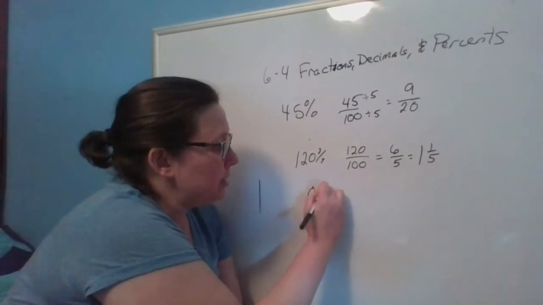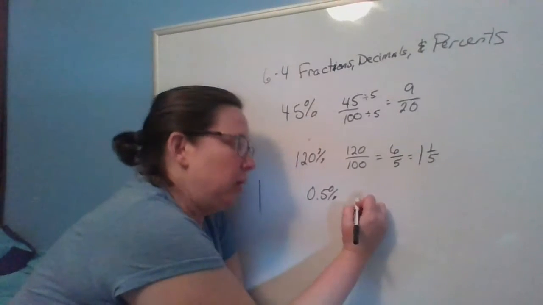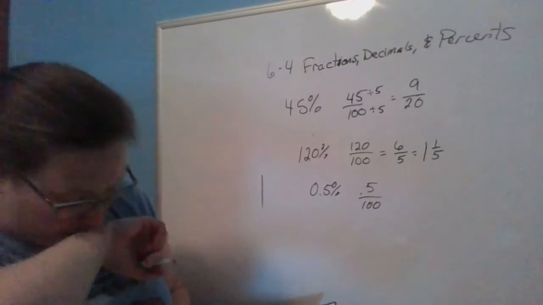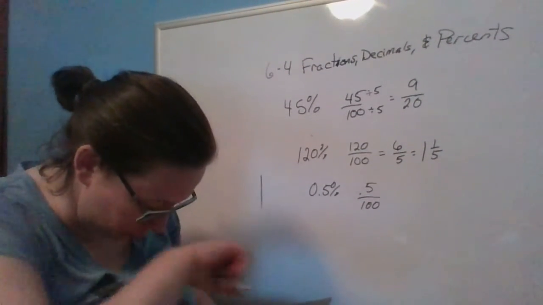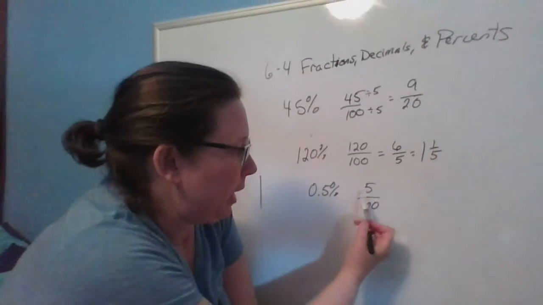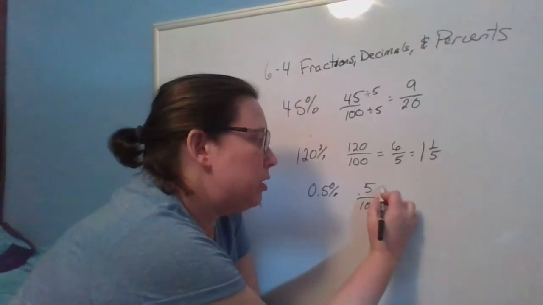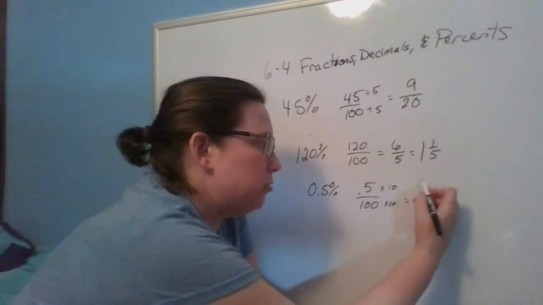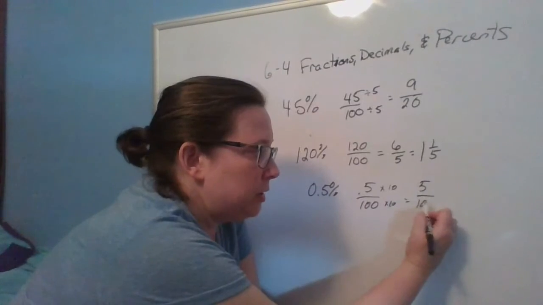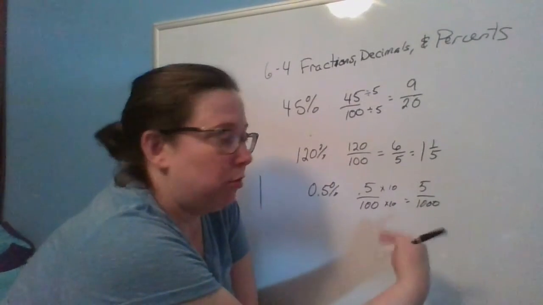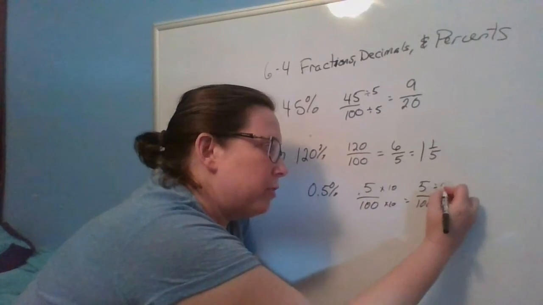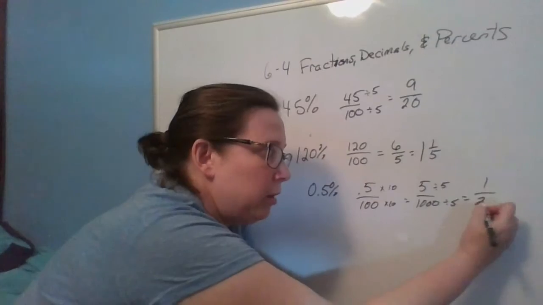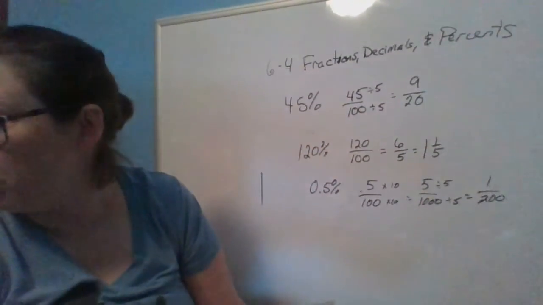Next one we have is 0.5%. So again, we're comparing that to 100. It's not really proper to have a decimal in your fraction. So we are going to multiply each of these by 10, which would move our decimals one place. We get 5 over 1,000. We can divide each of those by 5, and we would get 1/200th for our reduced fraction there.